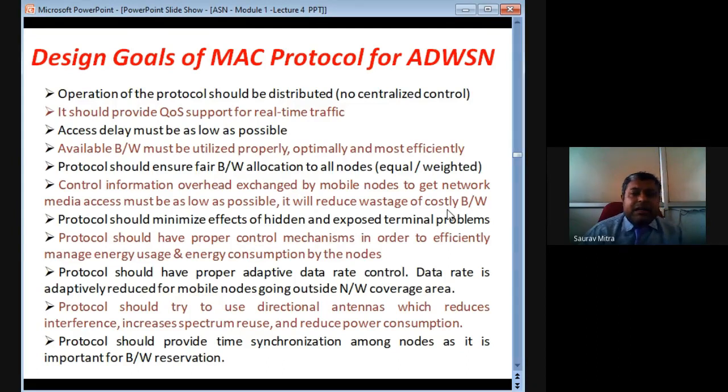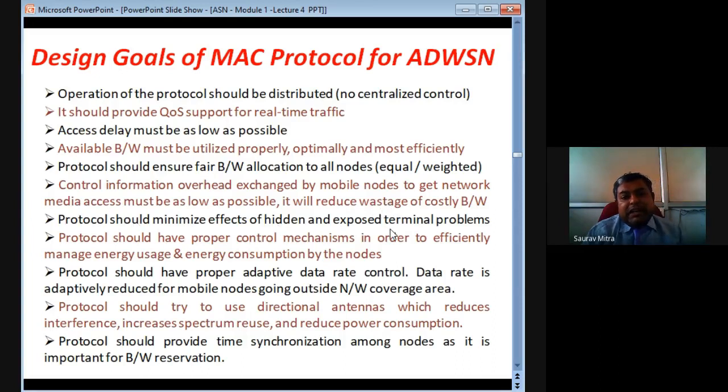Overhead is a must. We cannot say that we are not going to use overhead, because they are the signals that actually initiate or terminate the whole process. So overhead should be there, but it should be as little as possible, because more overhead means more wastage of bandwidth. So we should reduce the overhead.